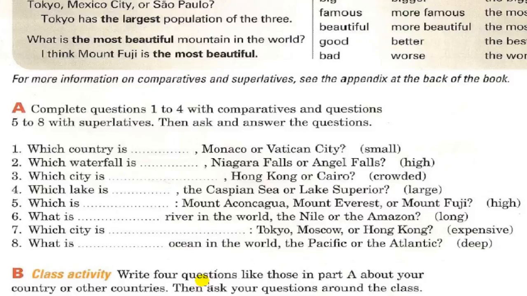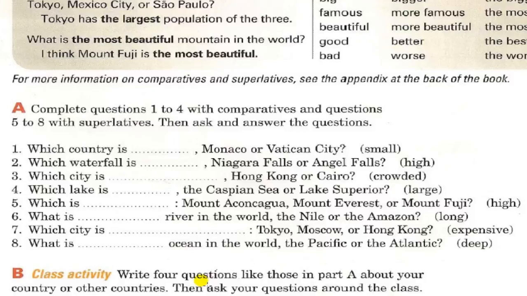Which country has the biggest number of population, Egypt or Saudi Arabia? Egypt. Egypt has the biggest number of population. In the Arab world, Egypt has the biggest number in the population. Egypt is the country number one.